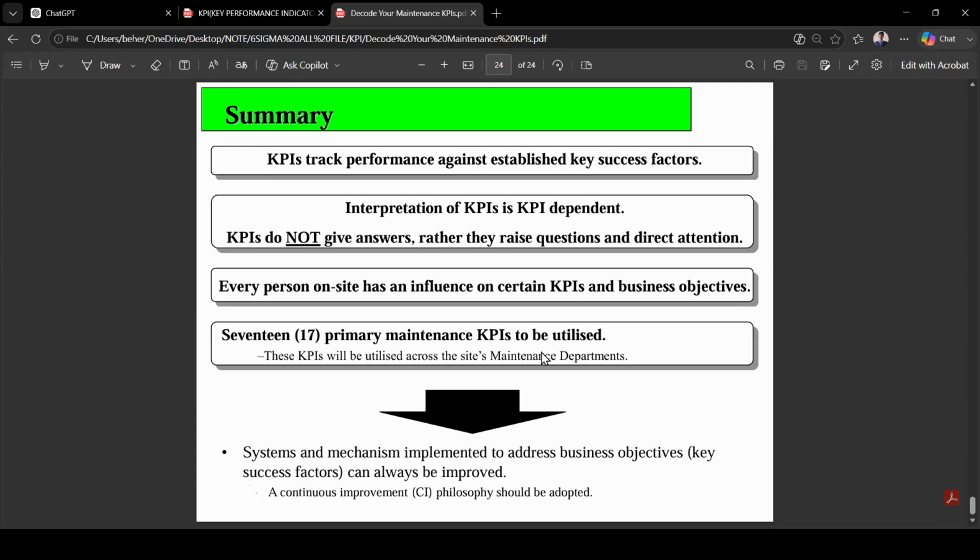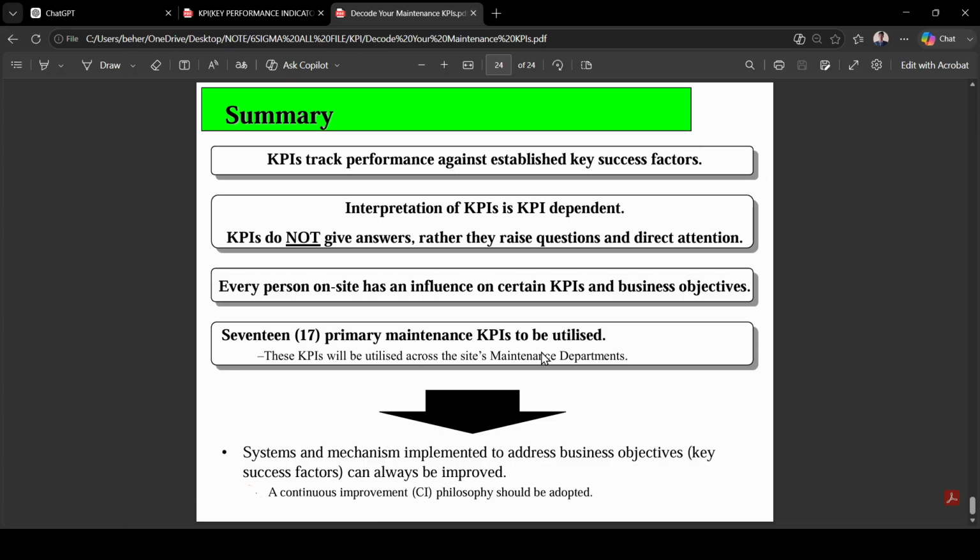In summary, KPIs track performance against established key success factors. Interpretation of KPIs is the department's responsibility. KPIs do not give answers; rather they raise a question or direct attention. Every person on site has an influence on certain KPIs and business objectives. 17 primary maintenance KPIs are to be utilized. These KPIs will be utilized across the site maintenance department.